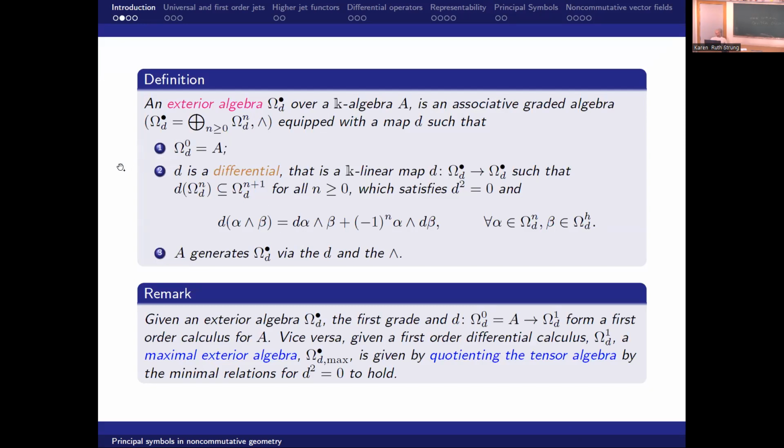An exterior algebra, this is just a differential graded algebra, which is generated in degree 0 via the differential and the wedge, where the 0 degree is just some K algebra A. And again, K here doesn't need to be a field, it can just be a commutative ring. And if you're given a first order differential calculus, you can always construct a universal exterior algebra, namely this maximal exterior algebra, and any other exterior algebra will just be a quotient of that. So you always do have at least a canonical way to extend it if you're not given an exterior algebra right from the beginning.